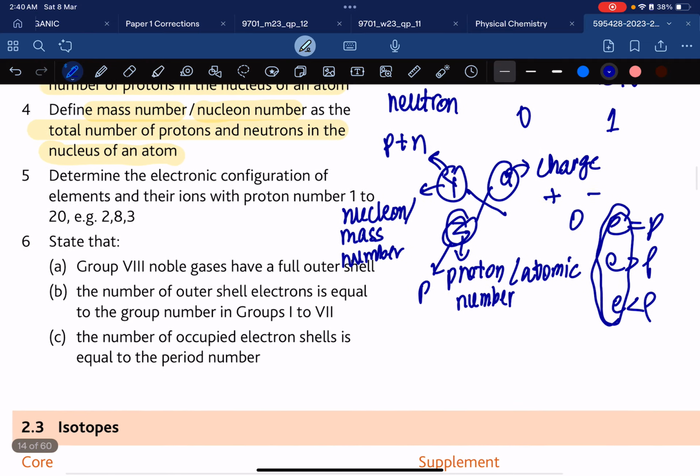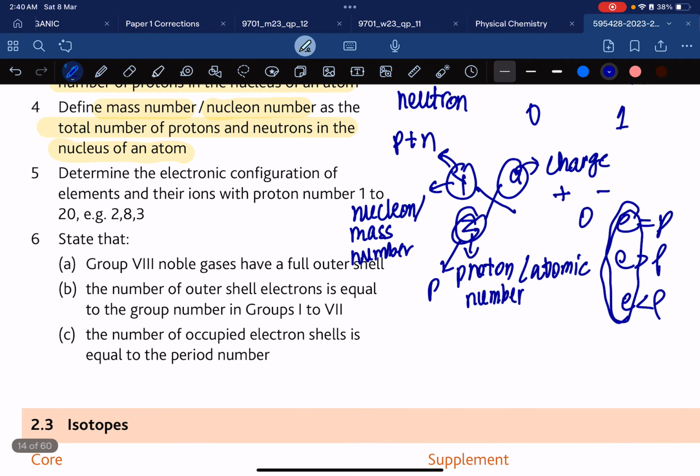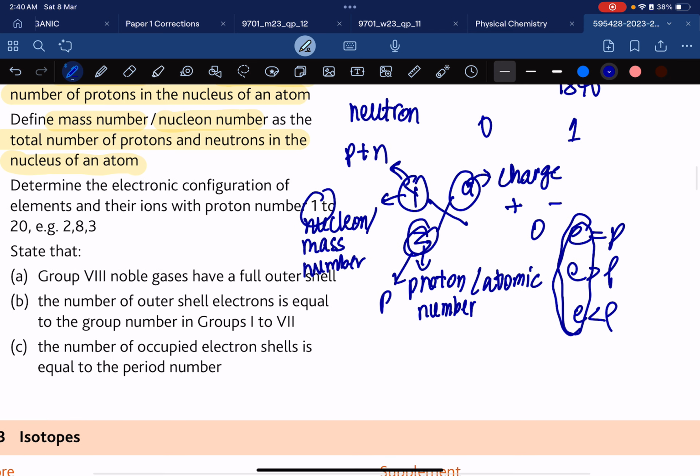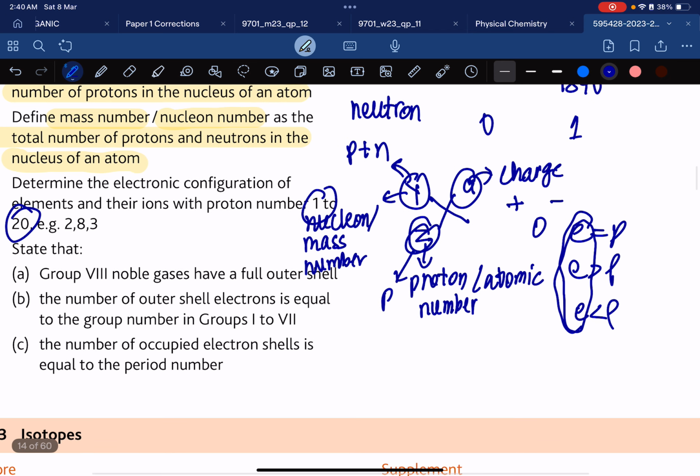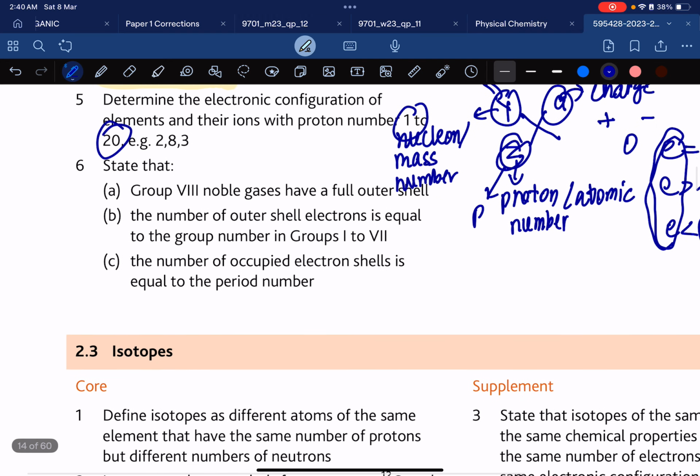Then it asks us to determine the electronic configuration of elements and ions with proton number from 1 to 20. Trust me, you can just go to Google, search for it and get the list printed and pasted on your wall. It's not really that difficult, so I'm not going to go into that.